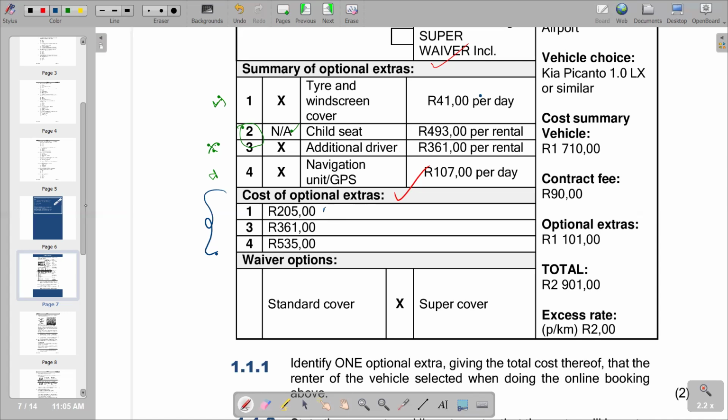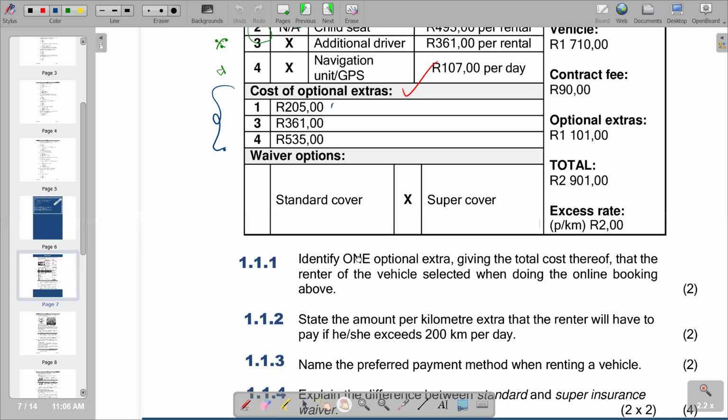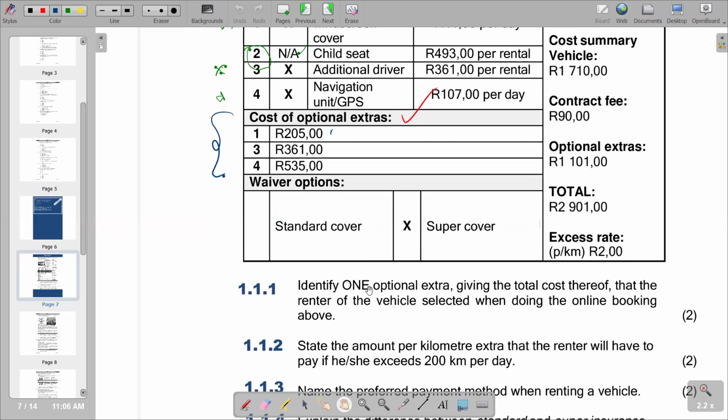This is exactly what we have in the other section where we say tire and windscreen cover, we have 205 with 41 rand per day as indicated. Then additional driver, 361 rand, which is 361 rand per hire. And the navigation unit or GPS, we've got 535 rands, which is 107 rand per day. So that is what we have on the first question. You can choose one of the options according to the requirements of the question. As the question said, identify one.